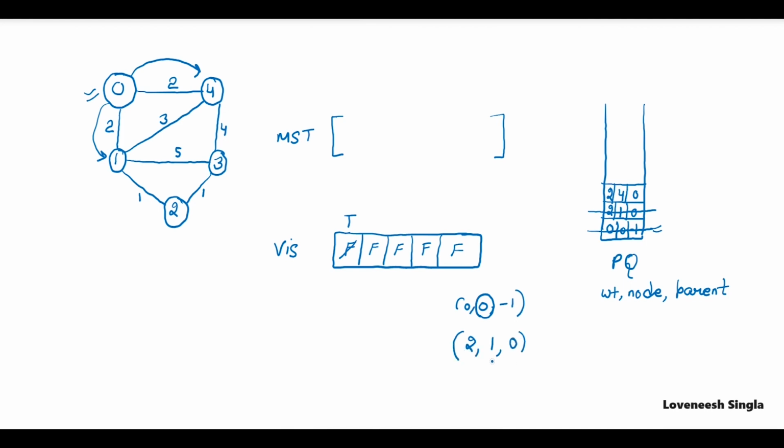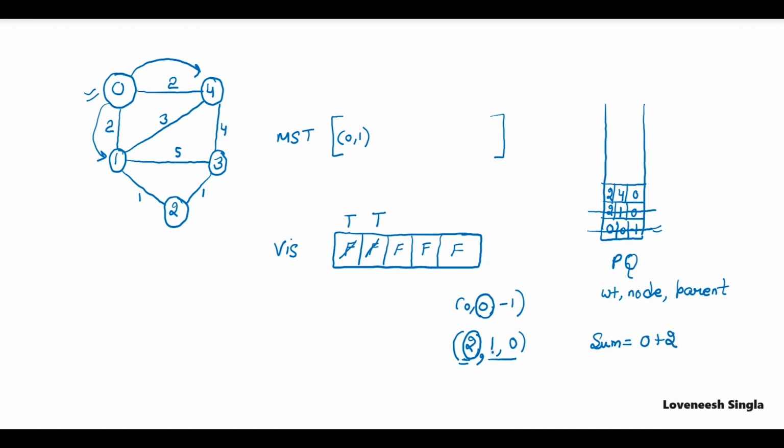So now we will insert this edge in this MST list. So 0 comma 1. And we will mark this first node as visited. And we will add this weight to our MST sum, total sum. So initially sum is 0. So we will add 2 in the sum.